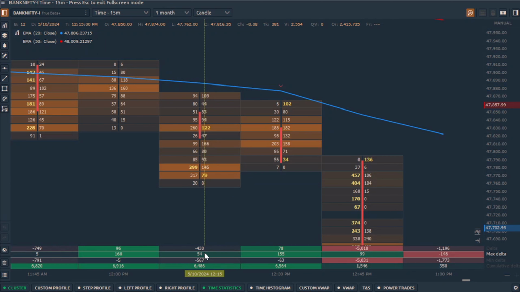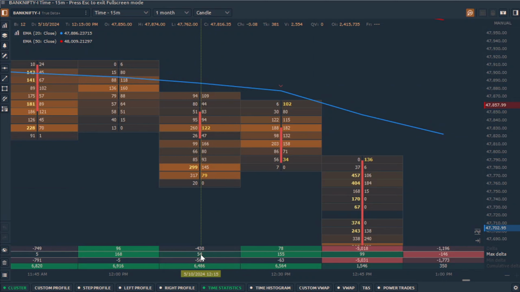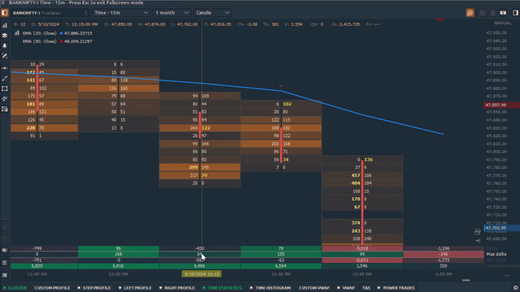The next one you see is the max delta. What it indicates is, when this candle was getting formed, this is a 15-minute candle, right? At any point in time, what was the maximum delta between the buyers and the sellers? It was 54, which means at one point in time during this candle formation, buyers were more aggressive than sellers, right?